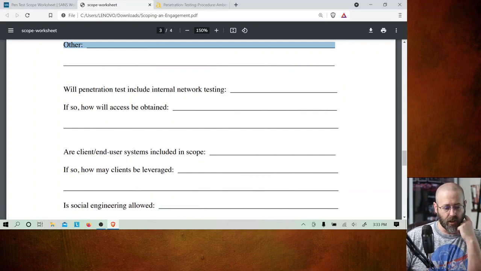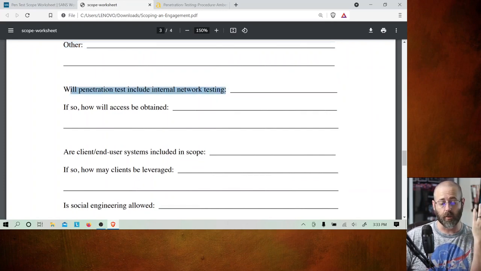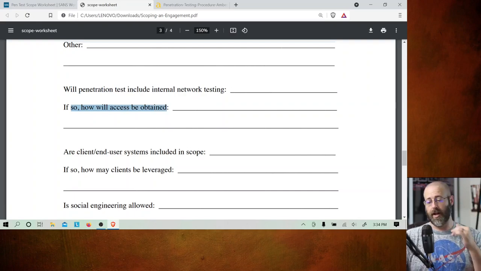All right. What else do we have here? We have, will penetration testing include network testing? And if so, how will access be obtained? So interesting stuff here, right? Because we've just been looking at basically the application level. Will the penetration test include the following testing techniques? Some of these have been network things, but some of them are also penetration into the target, application level, client side, physical, social engineering, right? And now we're talking specifically about internal network testing.